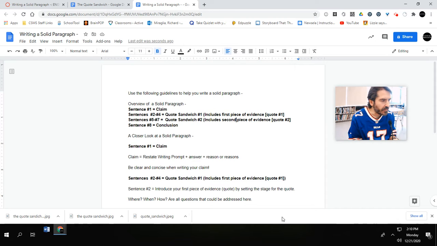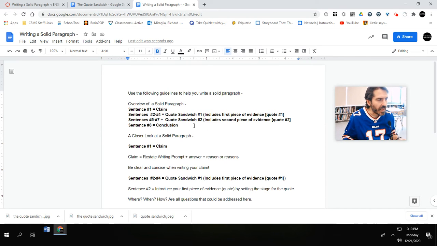Before we take a closer look at writing a solid paragraph, let's look at the overview. Your first sentence is going to be your claim. Sentences 2 through 4 will be quote sandwich number 1, which includes the first piece of evidence, quote 1. Sentences 5 through 7 equal quote sandwich number 2, which includes the second piece of evidence, quote number 2, and sentence number 8 is the conclusion.